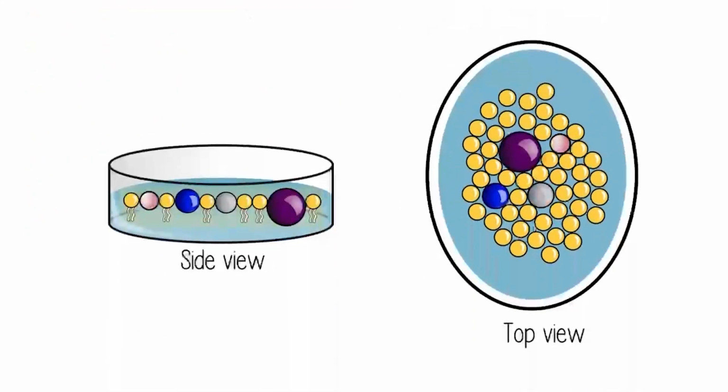Okay, so we've established how the cell membrane is a phospholipid bilayer with a fluid-like consistency. This means that the phospholipid molecules are not fixed in place, and they are constantly moving around. So let's create a model to understand this better. What I want you to do is imagine a deep dish that has water in it, okay? The water will represent the cytoplasm of the cell.